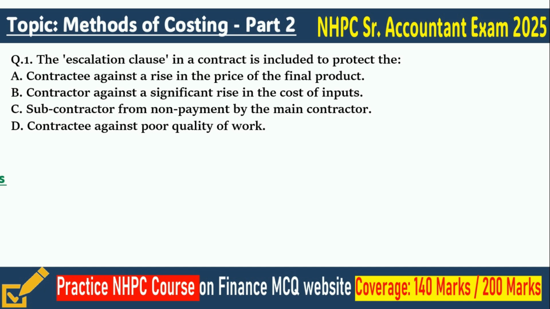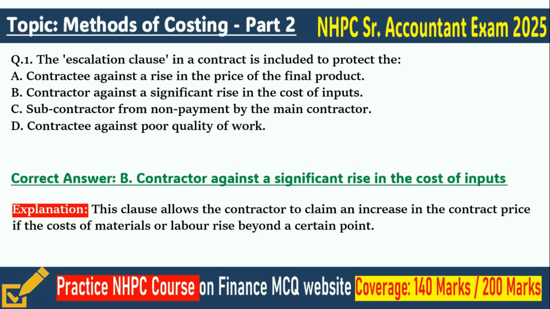Friends, the correct answer is option B, contractor against a significant rise in the cost of inputs. So friends, this clause allows the contractor to claim an increase in the contract price if the cost of materials or labor rises beyond a certain point.